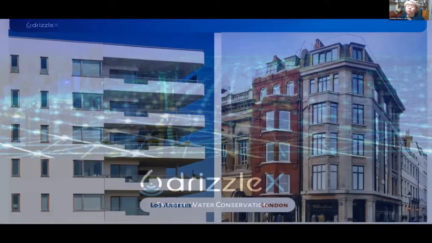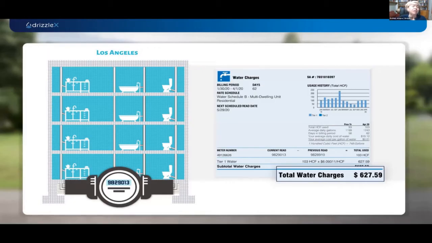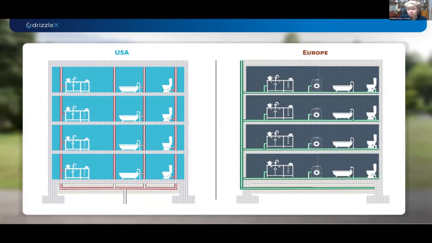What is the difference between multifamilies in Europe versus multifamilies in the United States? One of the differences is the way water is being metered and paid. In the United States, there is one master water meter for a complex of rental units, and the landlord is responsible for paying the entire water bill. And why is that? Let's take a look at how plumbing is structured in those two continents.